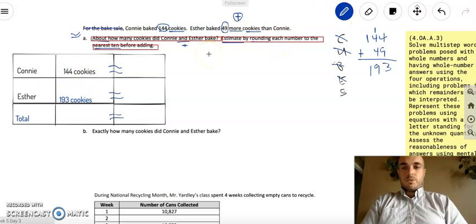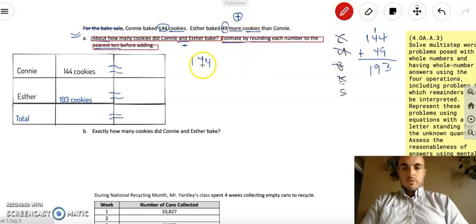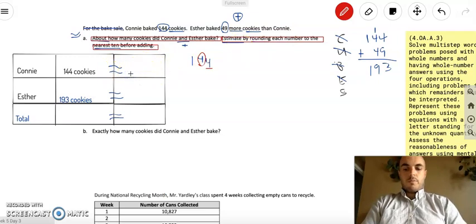We need to round it to the tens place. So 144. I'm going to do this in red. So I'm going to circle what I'm rounding. I'm going to look next door. I see that this is a 4, which means I'm going to let this rest. So it's going to stay a 4, and this is going to be a 0. So let's rewrite this. So it's about, remember, keep all the numbers to the left the same, 140 cookies.